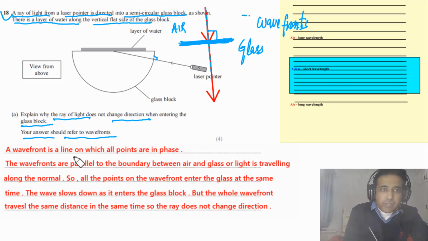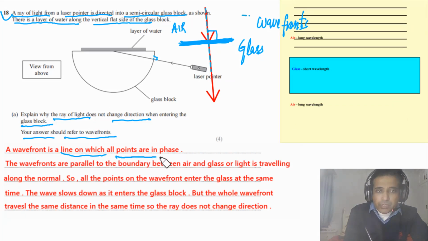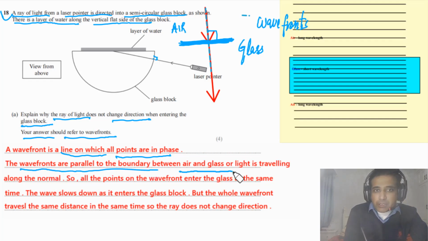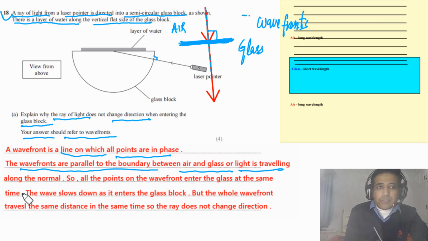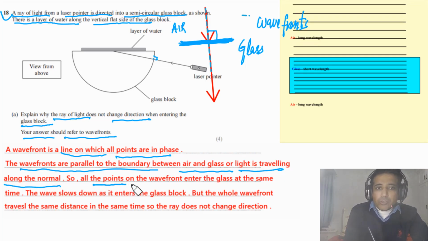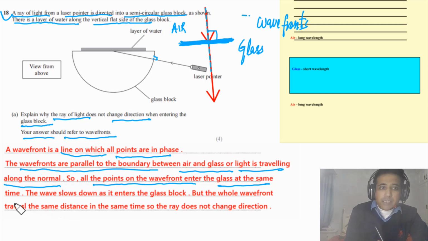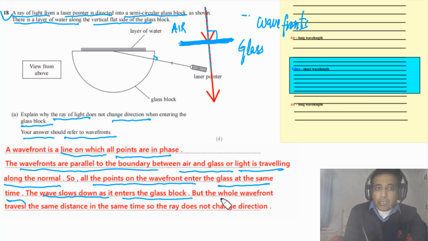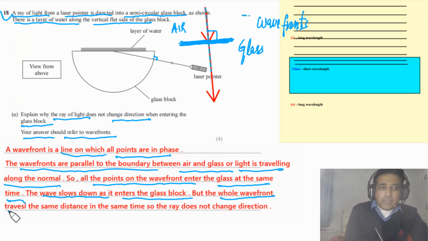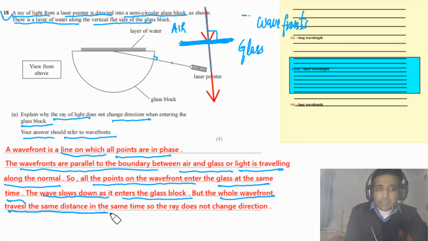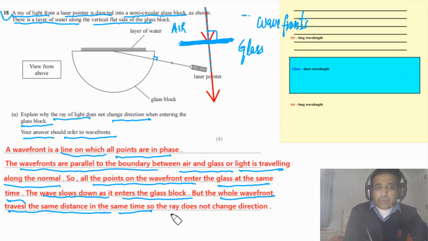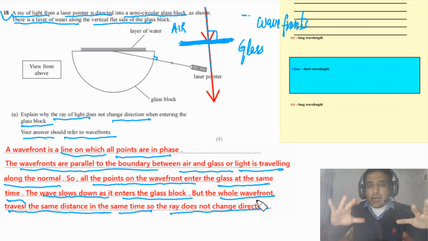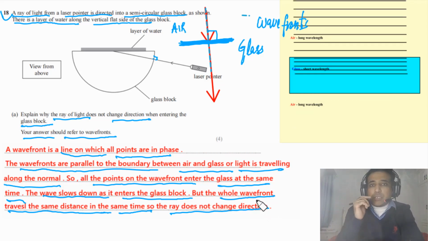You can say a wavefront is a line on which all points are in phase. The wavefronts are parallel to the boundary between air and glass. You can say light is traveling along the normal. All the points on the wavefront enter the glass at the same time. The wave slows down as it enters the glass block, but the whole wavefront travels the same distance in the same time. So the ray does not change direction because they slow down by the same amount. So these are the points you need to understand.